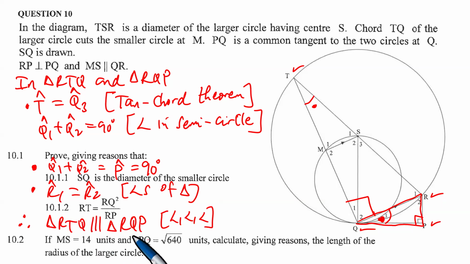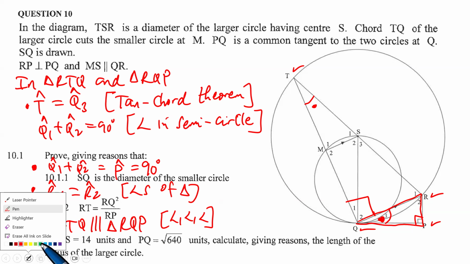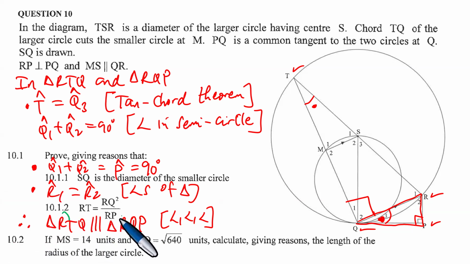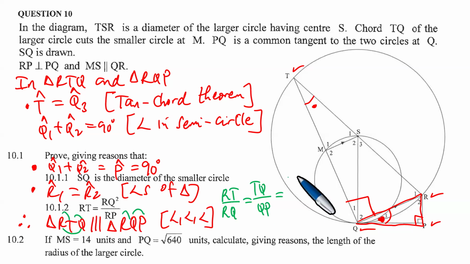Now, because of the angle, angle, angle property, we can do that in green color. And we can take the first two and the second two like these. Because these two triangles are similar, then we can say RT over RQ is equal to TQ over QP. And this is equal to, you can take the first and the last, RQ over RP, like this.